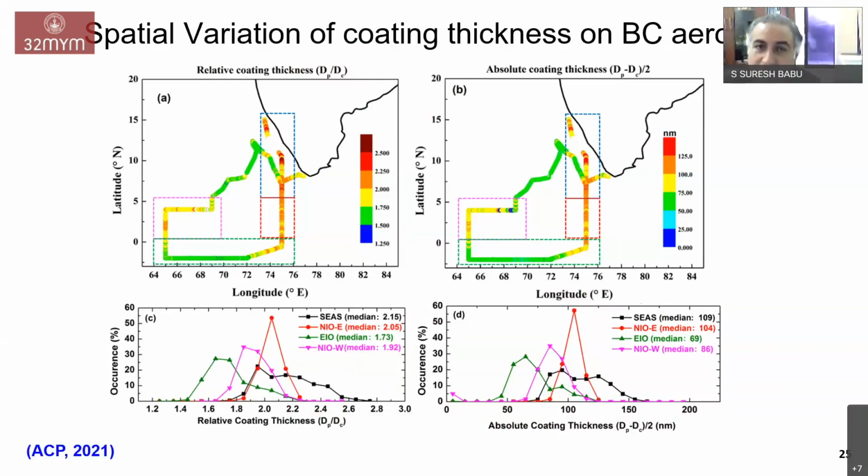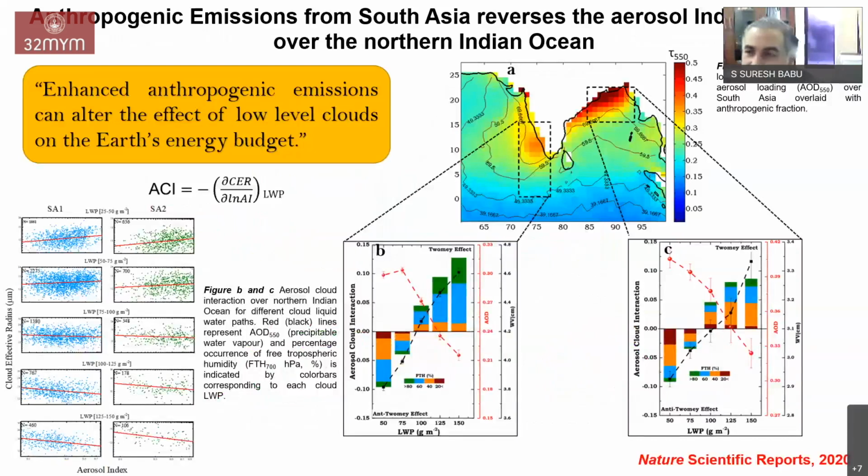So when we were studying the indirect effect of aerosols using spaceborne observation, we expect that when there is an increase in the amount of aerosols, the cloud effective radius decreases for a fixed liquid water path. But when we changed the liquid water path, for different scenarios, we could see that the cloud effective radius started increasing instead of decreasing, which we call a reversal of the indirect effect.